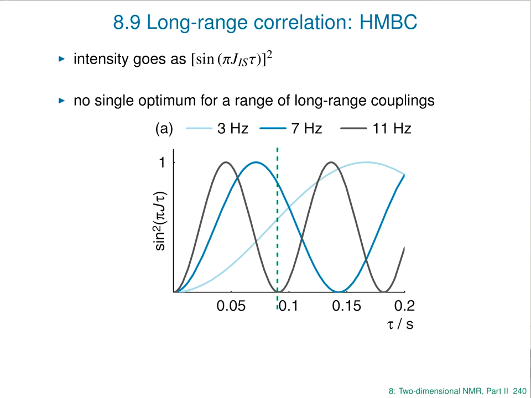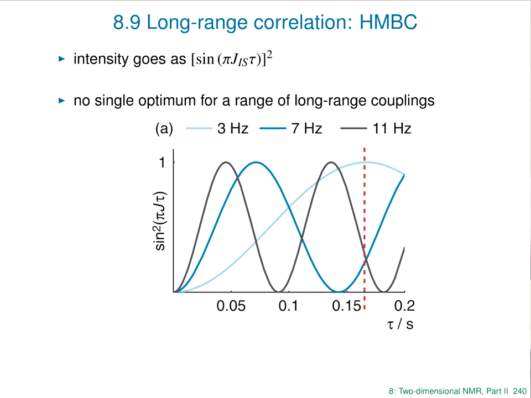If I, for example, chose 90 milliseconds, I'd actually get no intensity at all for the 11 hertz couplings because they've gone to a minimum. I'd get slightly better intensity for the 7 and a bit more intensity for the 3. And if I said, why don't I go out here and choose a nice long value, about 170 milliseconds, so I get very good intensity for the 3 hertz couplings, well, I'm actually getting rather little intensity for the 7 and the 11.